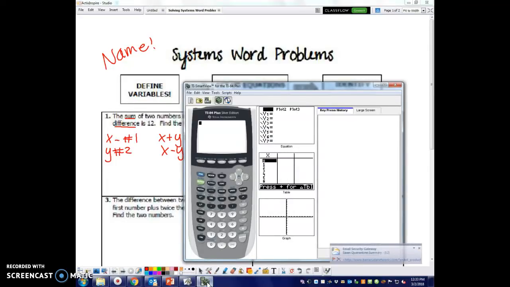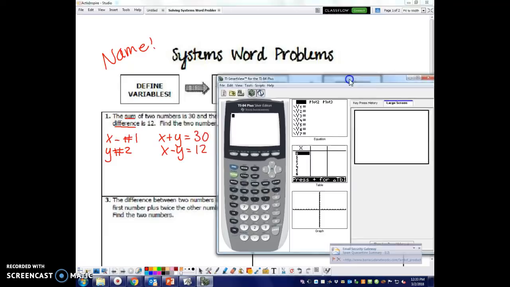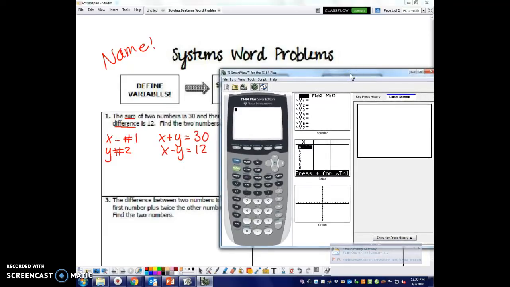I'm going to solve using matrix because it's already in x, y equals number, right? So second matrix. Over to edit, 2 by 3. Now we can type it in. We have a 1, 1, and 30. Okay, then here we have a 1, negative 1, and 12.